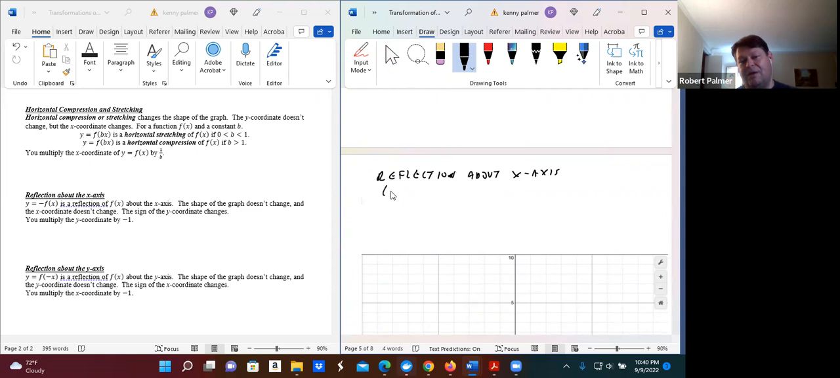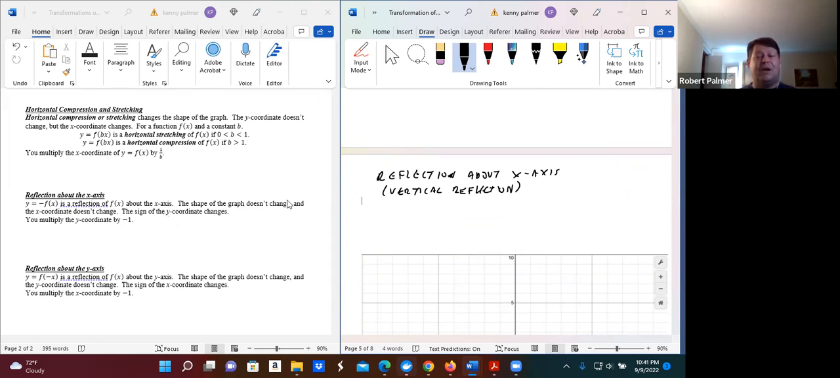This is basically a vertical reflection. Let's see what this means. So let me read it. It says y equals negative f of x, so a negative out front of f of x is a reflection of f of x about the x-axis.